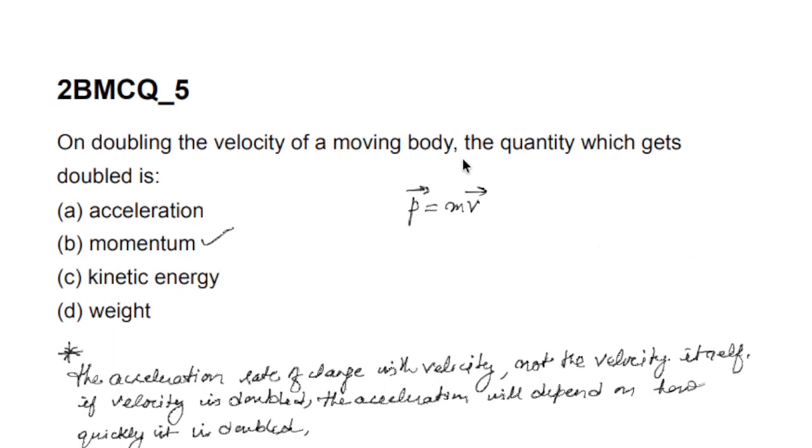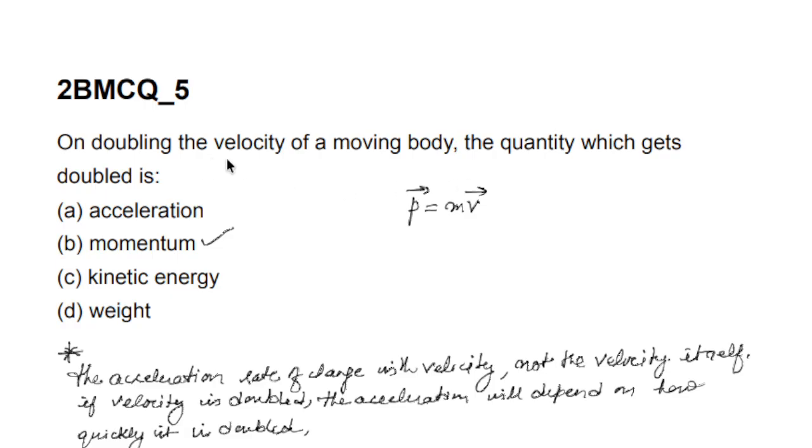On doubling the velocity of a moving body, which quantity gets doubled? It must increase with the same expression, like p is equal to mv. This is momentum. So momentum is directly proportional to the velocity. It has a linear relation with the velocity. Nothing like kinetic energy, as we saw in the previous case. Kinetic energy is related to the power of 2 of velocity. That is not a linear relation. In a linear relation, however much the velocity increases or decreases, the momentum will change the same way.